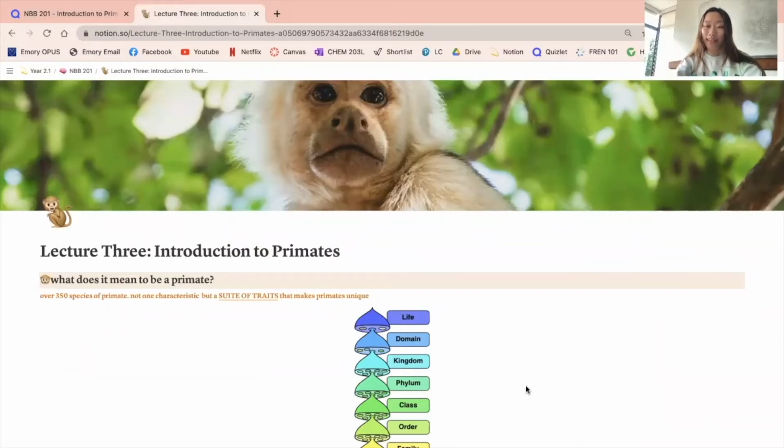Guys, my name is Abby and I'm a sophomore at Emory University in Atlanta, Georgia. I'm a neuroscience major and I'm also a niche ambassador. And today I'm going to be talking about how I study for my midterms this week.